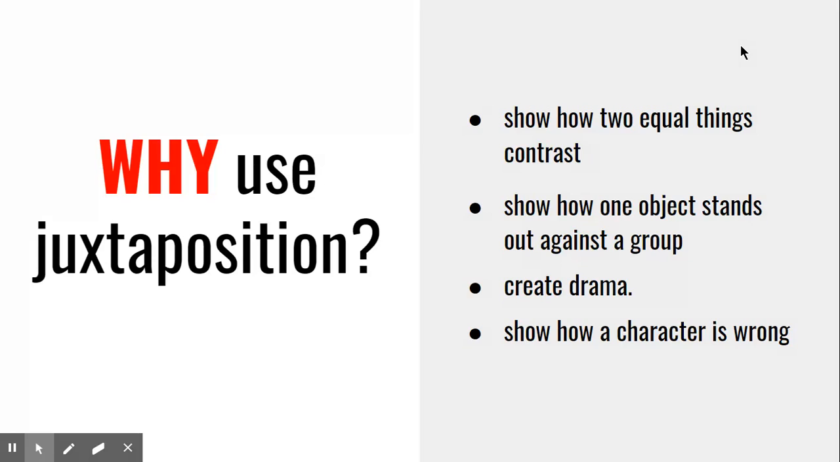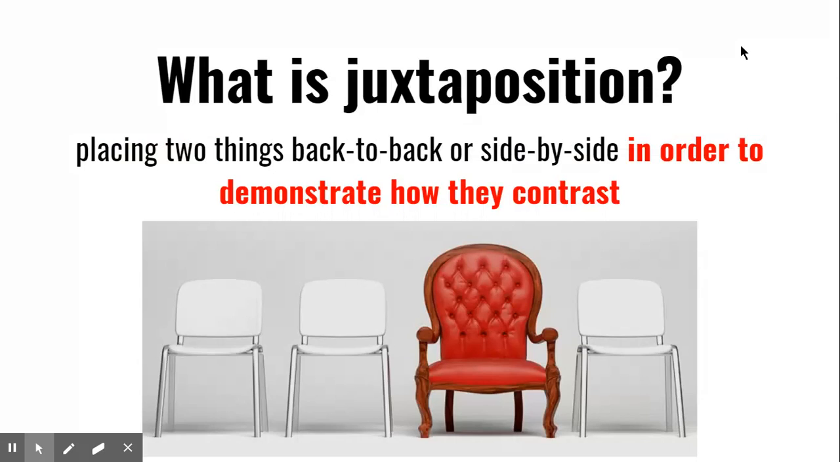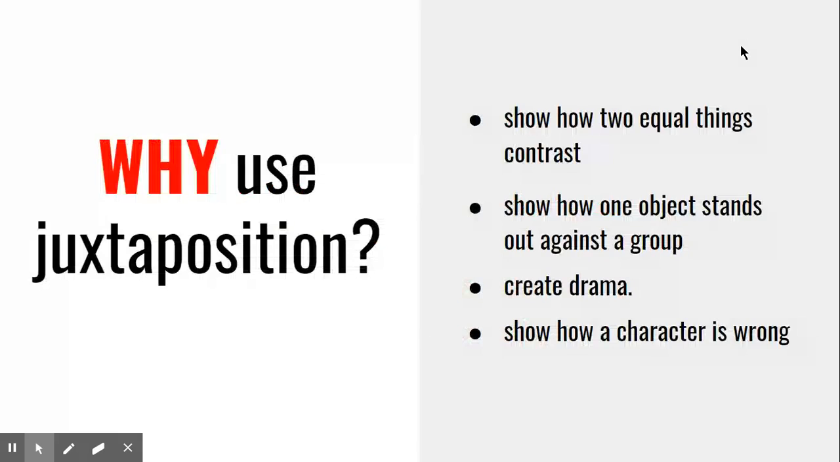However, that brings me to my next point. Juxtaposition can also show how one object stands out against a group. So for example, with this picture here, we see that one chair stands out from the group of chairs. And in this situation, the chair that stands out seems to have a lot of power, right? In other versions, it might show you how one person stands out from a group and actually lacks power.